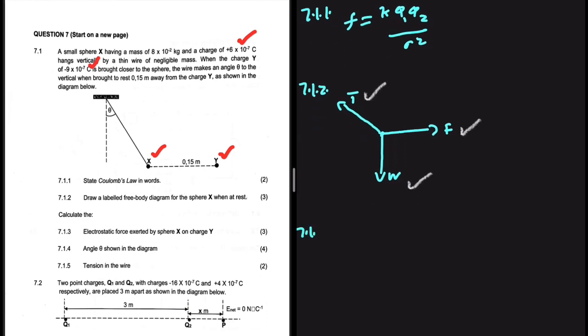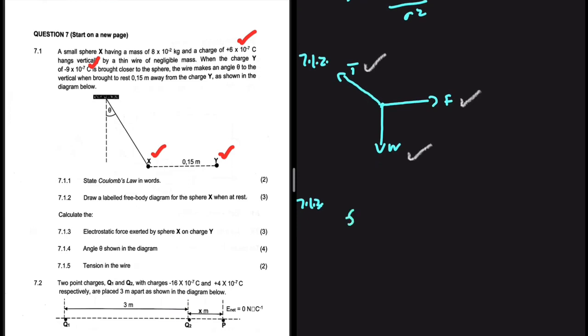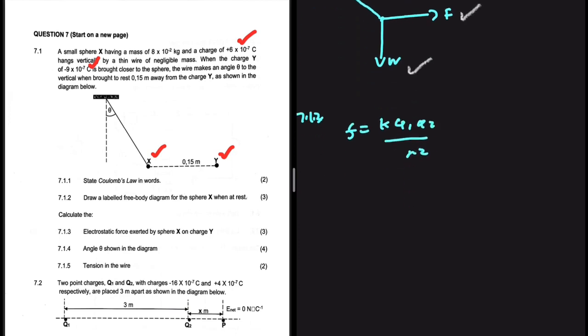Let's go to 7.1.3. Let's calculate the electrostatic force exerted by sphere X on charge Y. Well, F is equal to K Q1 Q2 divided by R squared. We know fully well that K is equal to 9 times 10 to the power 9. As our definition says, the magnitude of the electrostatic force is directly proportional to the product of the magnitudes of the charges.